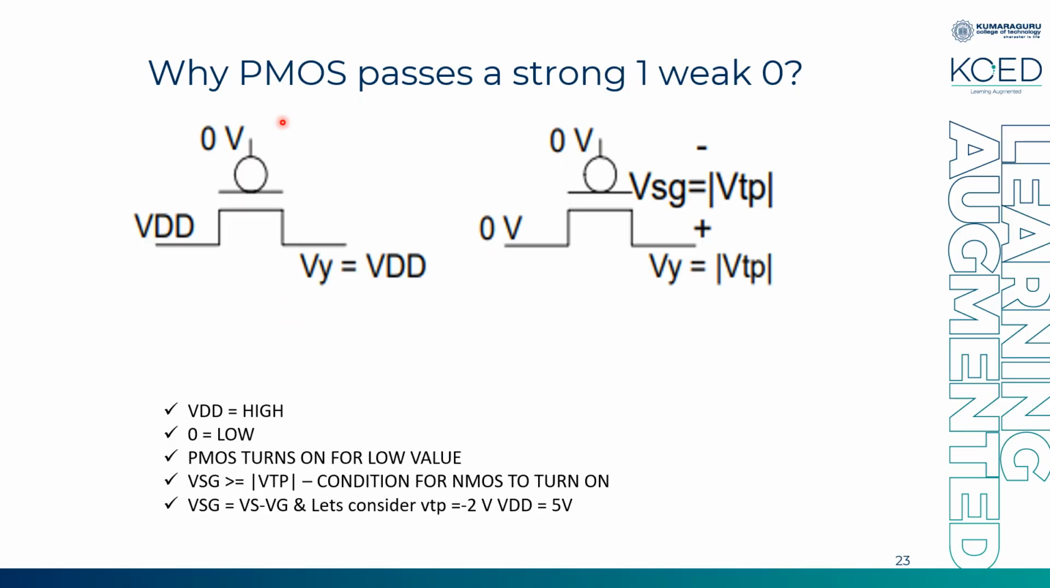And to make PMOS remain in the on state, you must satisfy the condition VSG is greater than or equal to modulus of VTP. Why modulus of VTP? Your threshold will be negative in case of PMOS. And what is VSG? VS minus VG. In any PMOS, your source will always be tied to VDD, that is, source at the higher level. I am considering my threshold as minus 2 volt here and VDD as 5 volt.